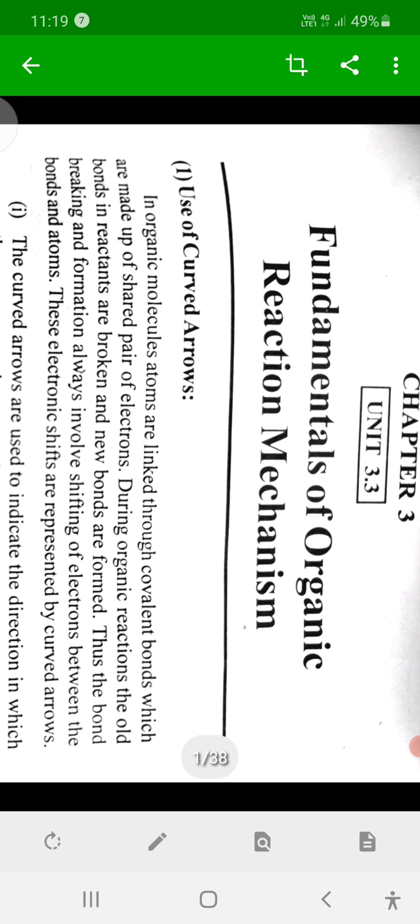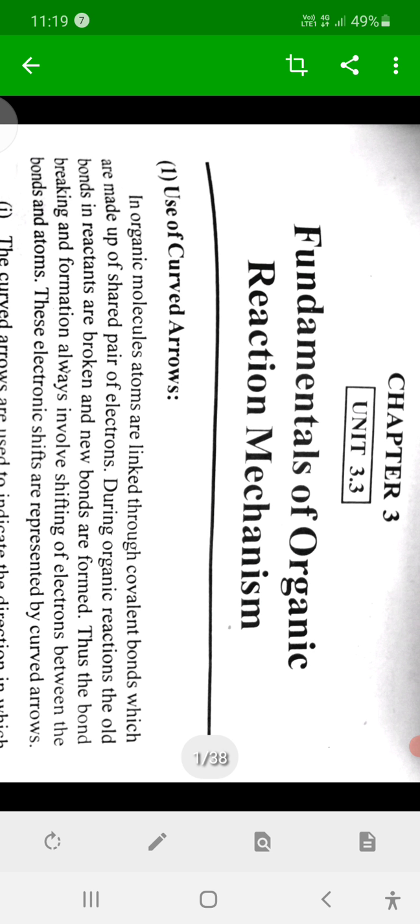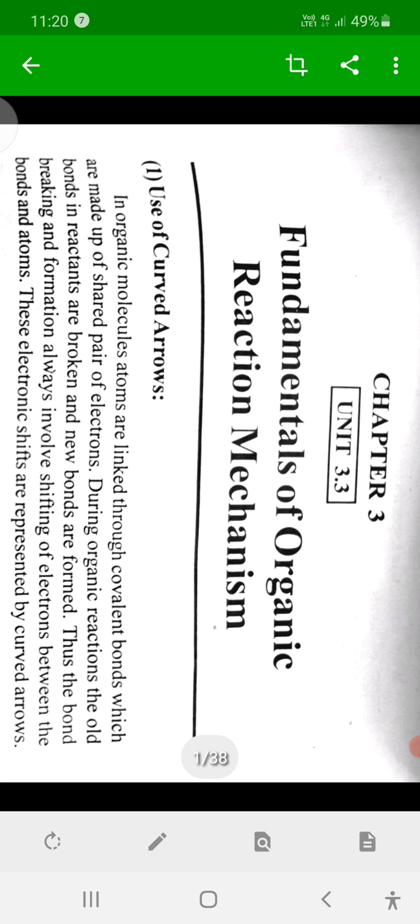Reaction mechanism is nothing but the study of the way or path via which reactants are converted into products. That is, in any chemical reaction, some bonds in the reactants break and some new bonds are formed.